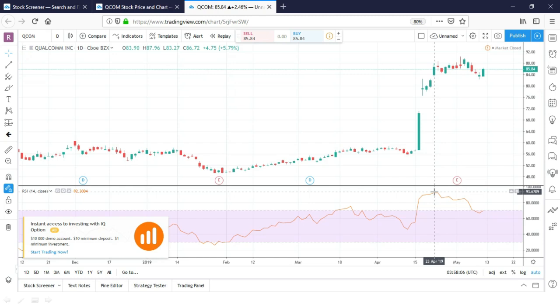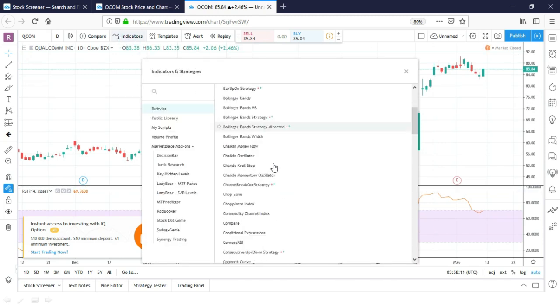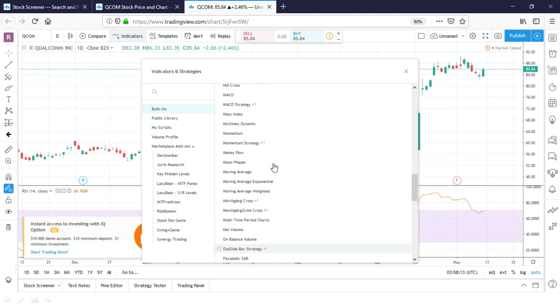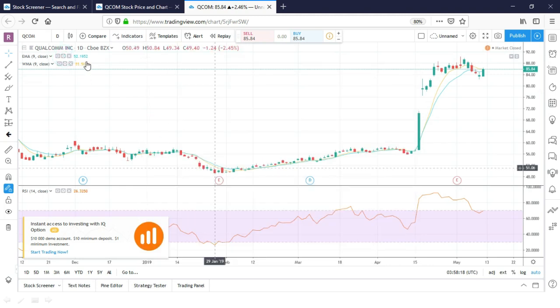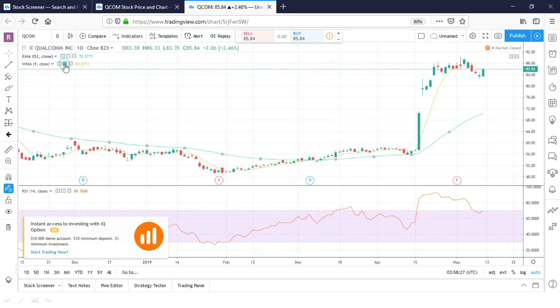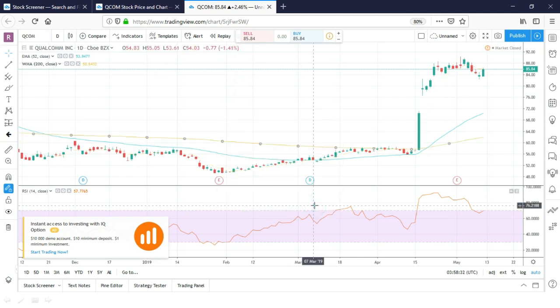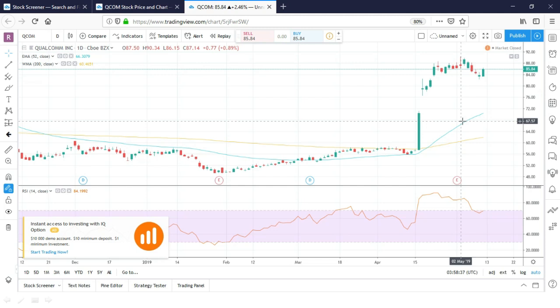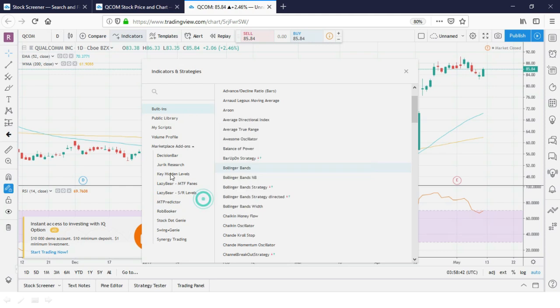You can also put the averages and check whether the price is far away from the averages or not. Let's say we take an exponential average of 52, apply it, and we take a weighted moving average of 200 and apply it. You can clearly identify that the deviation between the price and the averages is very far. You can also apply the Bollinger Band.